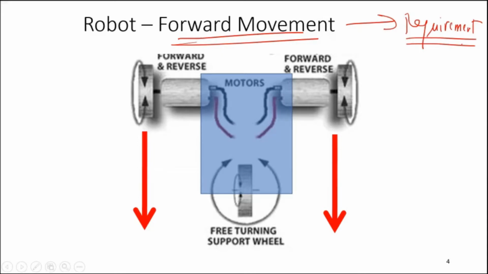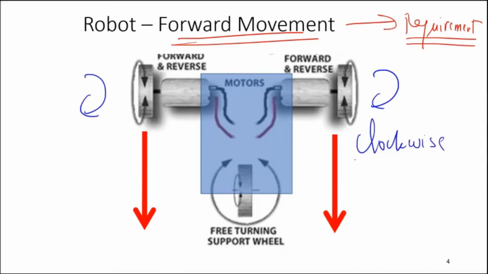Both the motors should maintain the same speed, sir. Speed is not the criterion. They should move in a clockwise direction. So both of them should rotate in the same direction, typically clockwise. So if both the motors take clockwise direction, both the left motor as well as the right motor, then the robot would navigate forward.